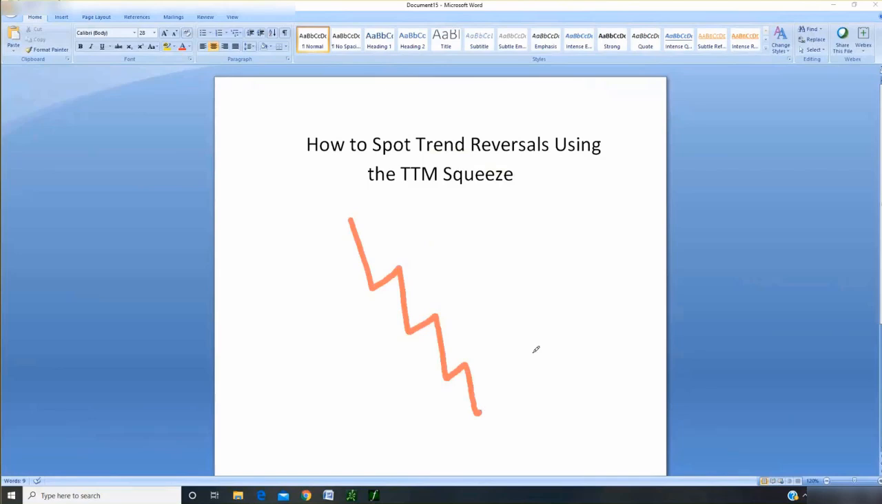But how do we spot a reversal using the TTM squeeze? I'm going to talk about a concept of divergence first. Again, if you've heard of divergence before, I highly encourage you to stick around and listen to this video, because I might show you a concept that you didn't know before, because I'm going to incorporate the squeeze in addition to the divergence. So, what is a divergence?